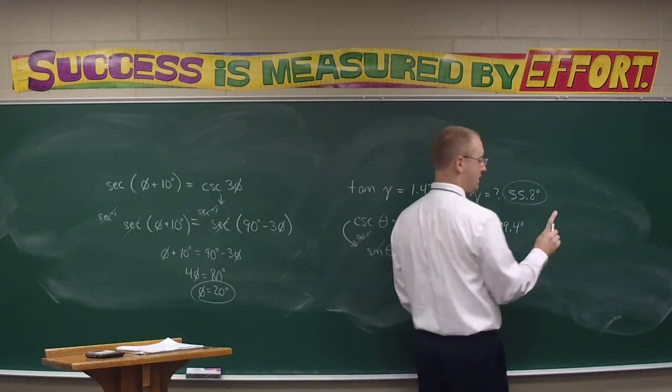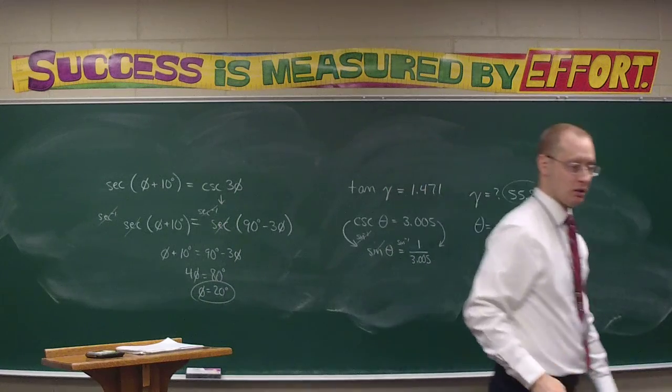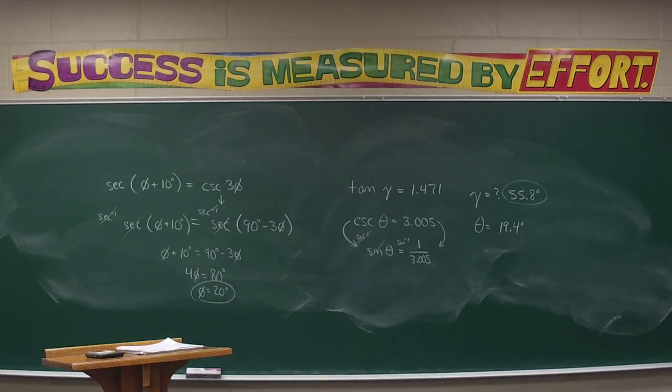Chris, do you need help getting that, or did you get that? How do you do the fraction line on this? The fraction line is just a division. So 1 over 3.005. We said arc sine of 1 over, you had hit second function earlier, 3.005. That's where the K came from.